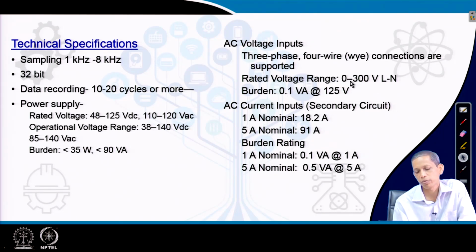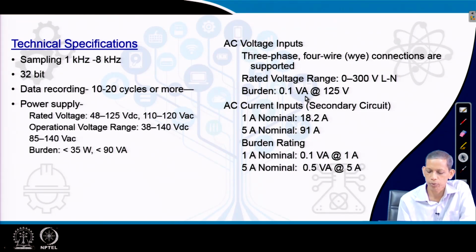It means that the corresponding voltages are again scaled down to a suitable value before the analog to digital process is carried out. And the burden is much smaller as compared to the earlier analog relays, only 0.1 volt ampere for the 125 volt input or so.